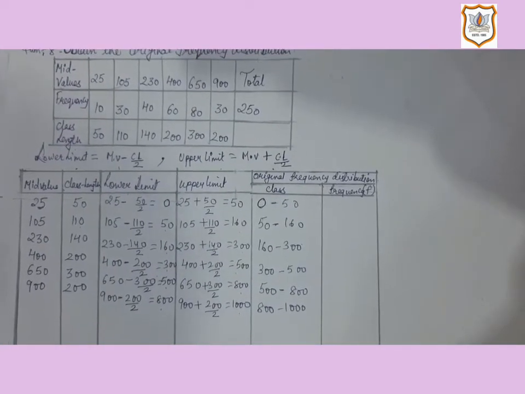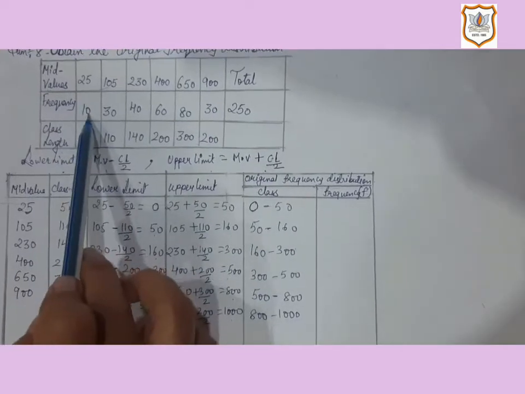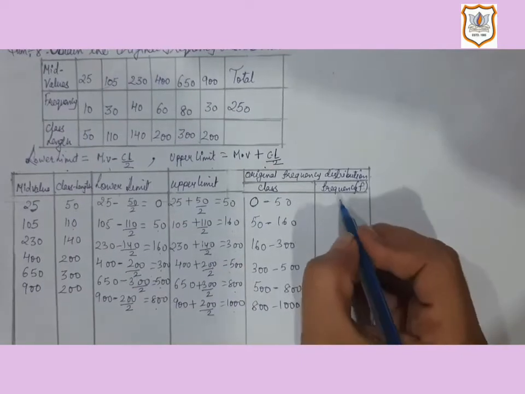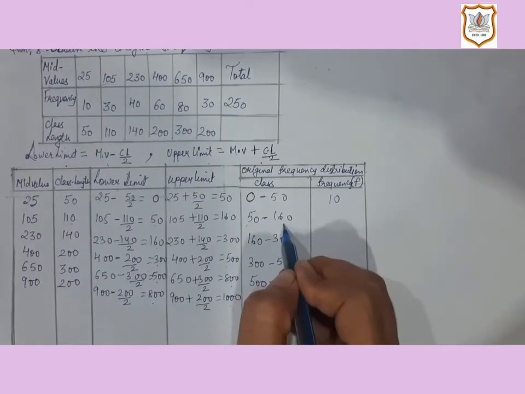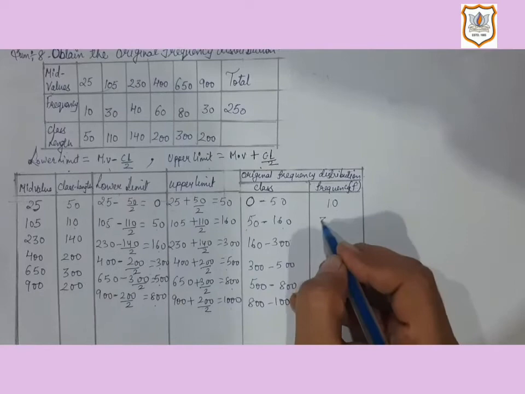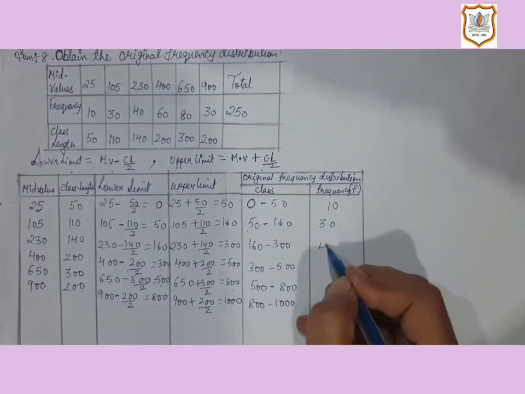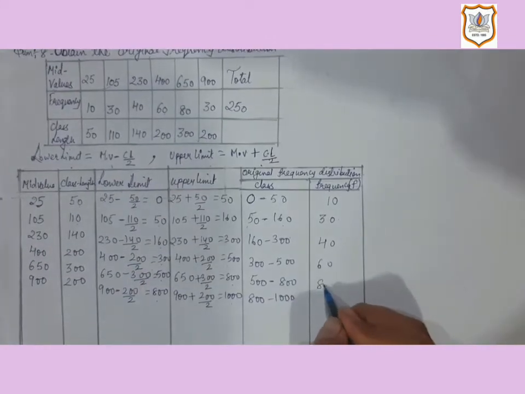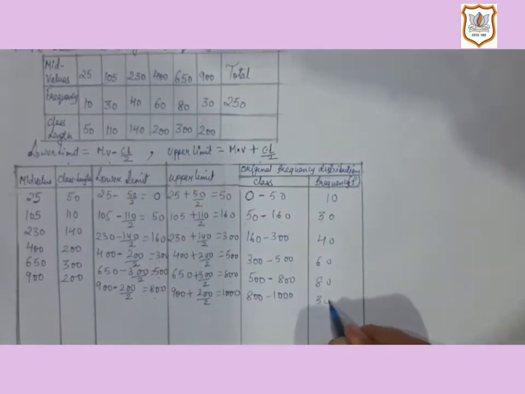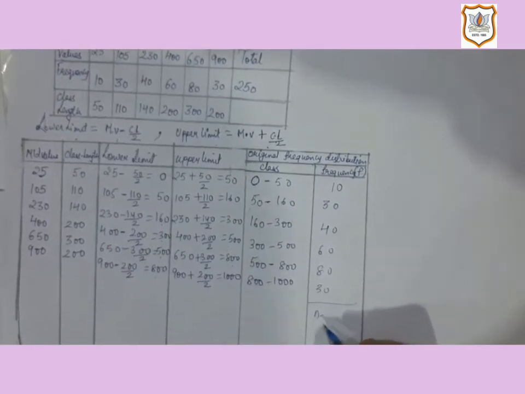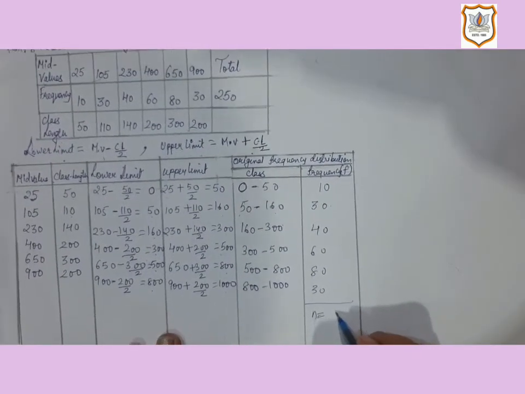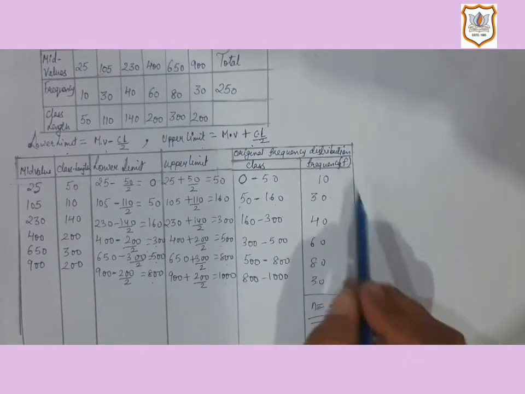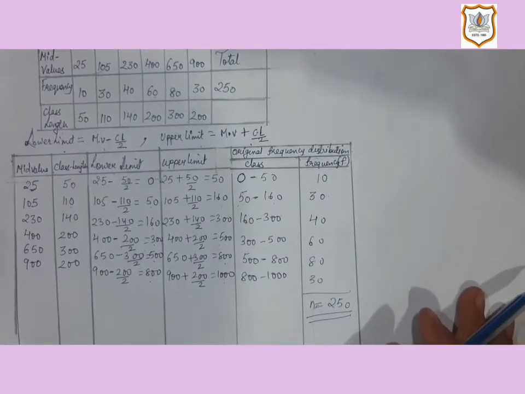Now we will write down the frequency as given in the question. The frequency in the initial class, that is 0 to 50, will be 10. For 50 to 160, the frequency will be 30. Then 40, then 60, then 80, and then last 30. So the total frequency will be 250. So here we have obtained the original frequency distribution and we have finished sum number 8.